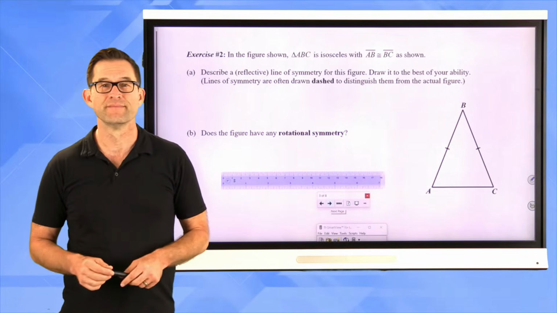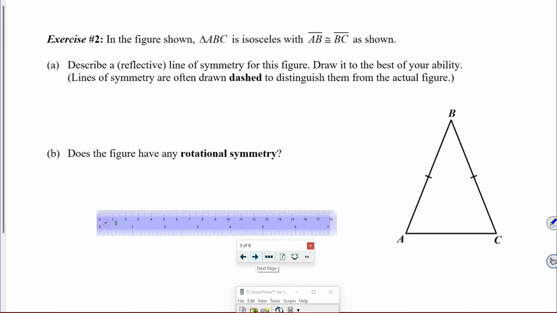Exercise number 2. In the figure shown, triangle ABC is isosceles with side or segment AB congruent to segment BC as shown. Letter A.